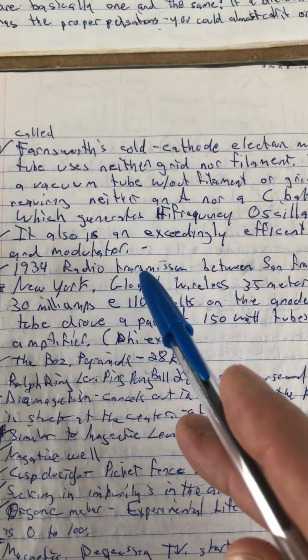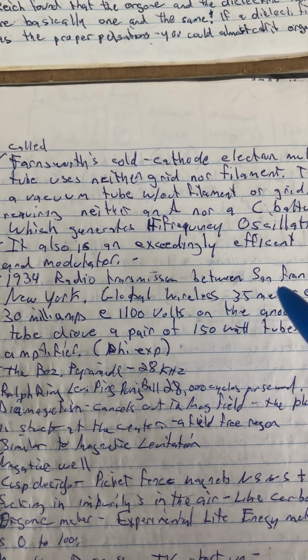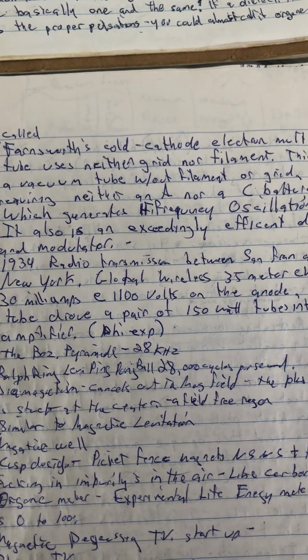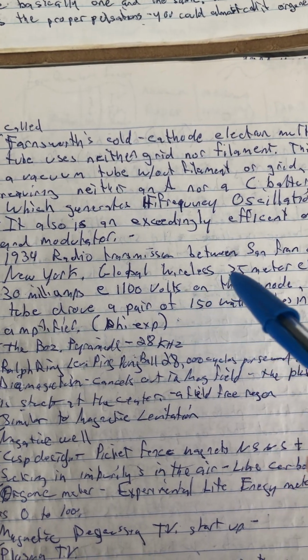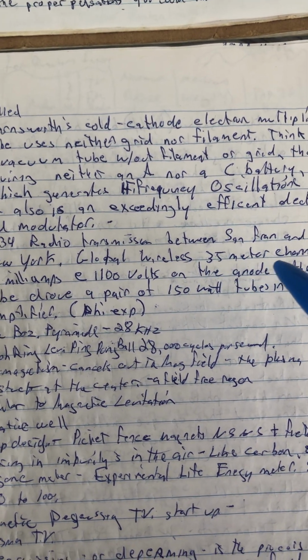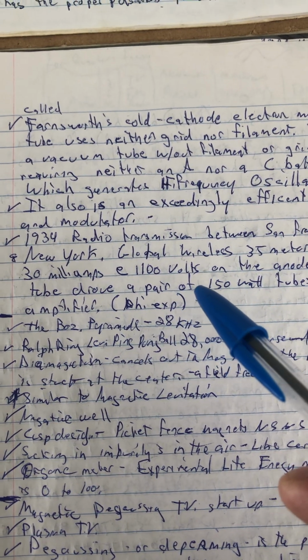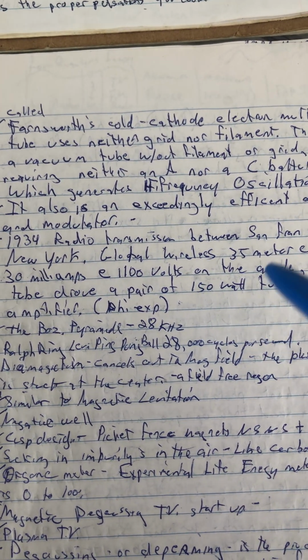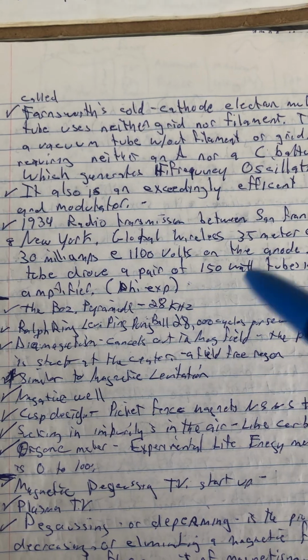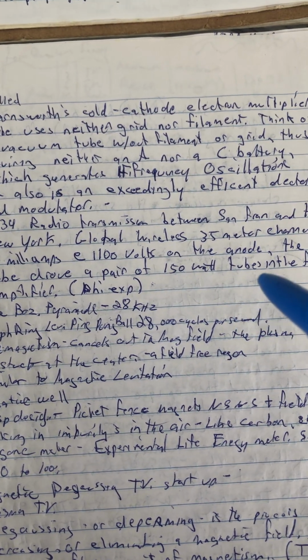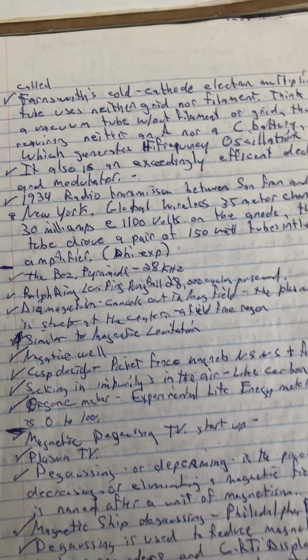In 1934, they did a radio transmission between San Francisco, Honolulu, and New York. They used a 35-meter channel, 30 milliamps at 1100 volts on the anode. The tube drove a pair of 150-watt tubes in the final amplifier.